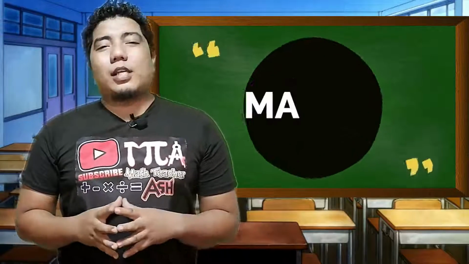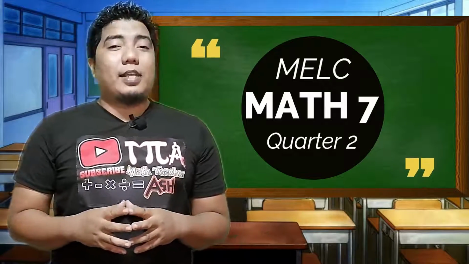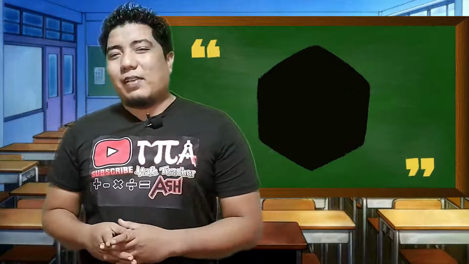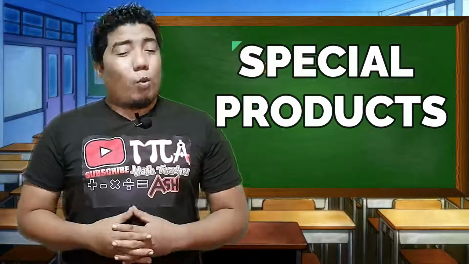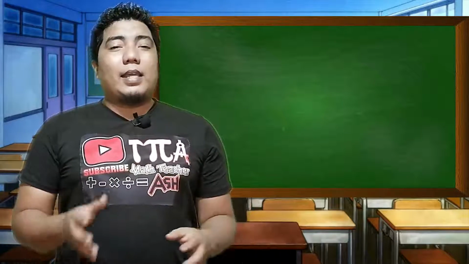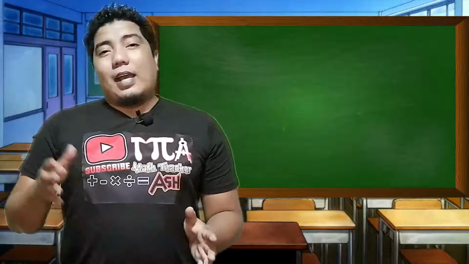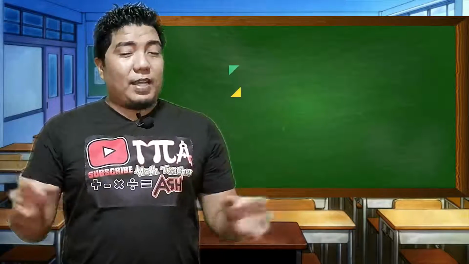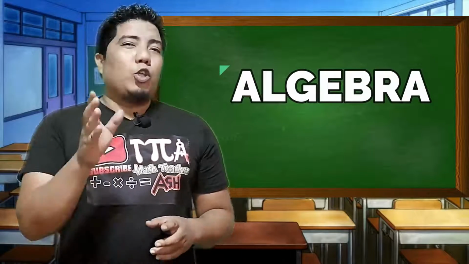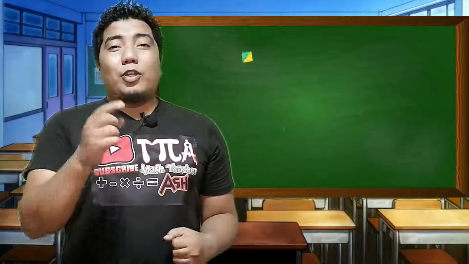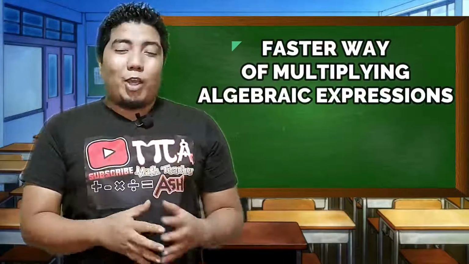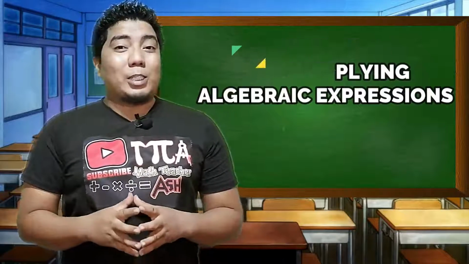Today, we're going to discuss the most essential learning competency-based lesson for Quarter 2 of the Grade 7 Mathematics, which is all about special products. Now, the question is, what is a special product? Basically, a special product is a part in mathematics, specifically in algebra, in which you are taught to know the techniques and some other tricks for you to have a faster way of multiplying algebraic expressions.